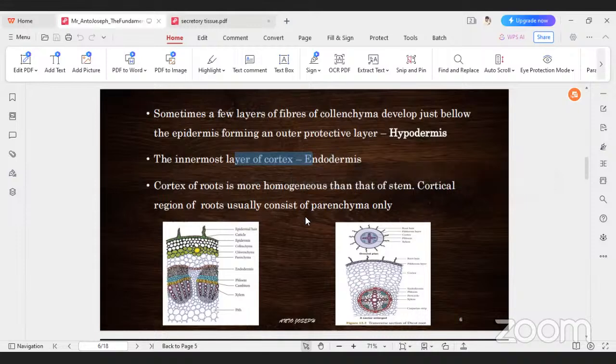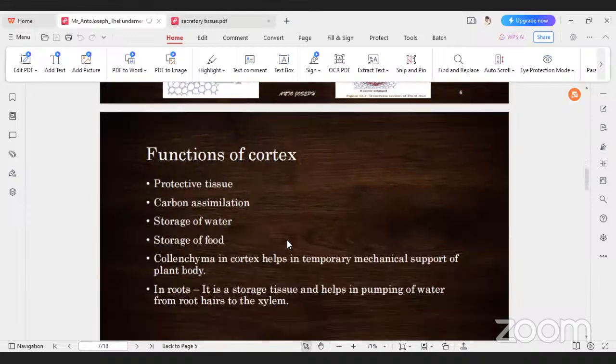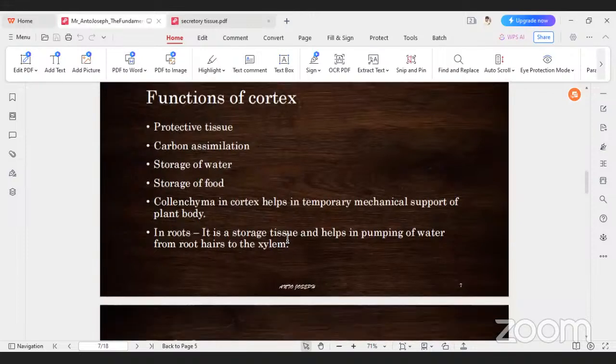The cortex region usually consists of parenchyma, not only in root but also in shoot, stem and leaf. The cortex is mainly made up of parenchyma cells, but not the hypodermis. As for the function of the cortex, it is protective tissue as it contains the hypodermis, and carbon assimilation, as in the middle of the cortex you have the chlorenchyma cells. What is the function of chlorenchyma?